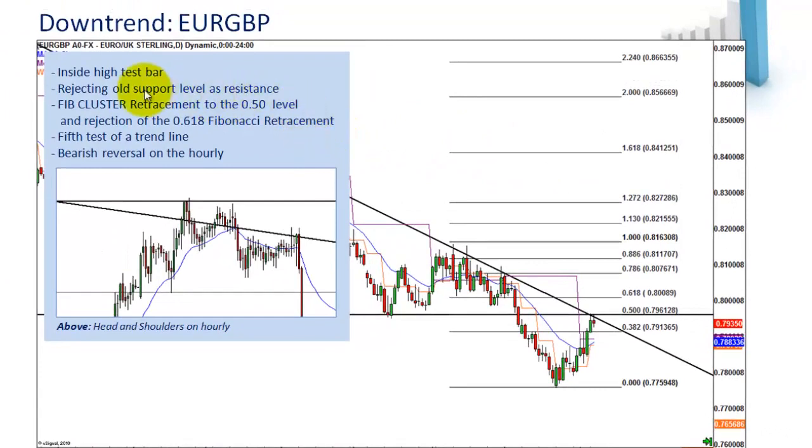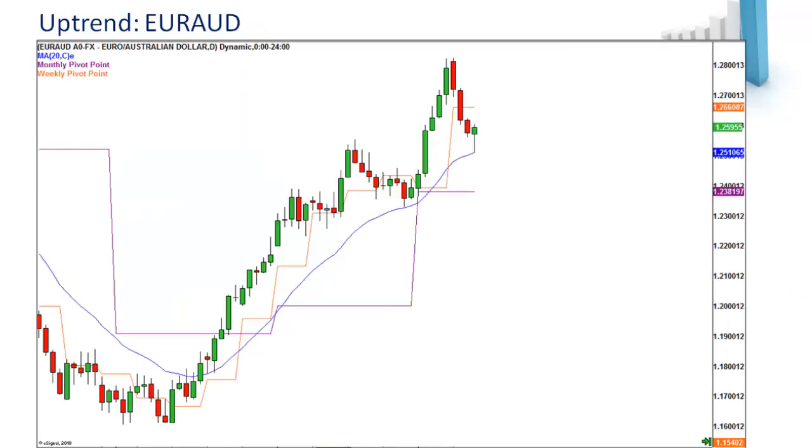Based on price action alone, we have an inside high test bar, we have a head and shoulders on the hourly time frame, we have a Fibonacci cluster, the 0.618 as well as the 50 Fibonacci level. We also have the 5th test on a trend line. So we've got a lot going on here, in addition to old support becoming new resistance. This is looking like a very good trade short, based on our analysis, trading this trend continuation.